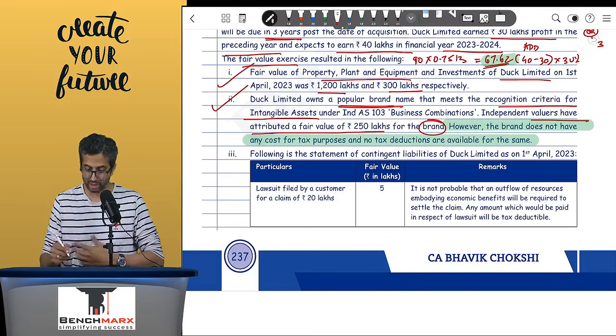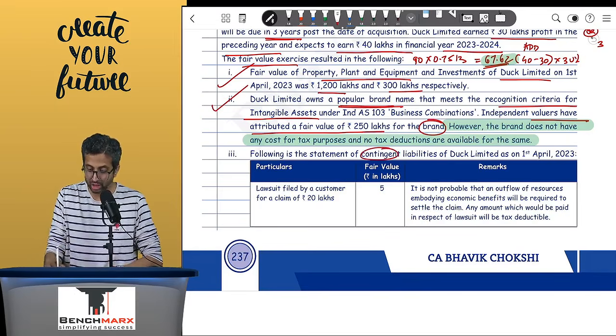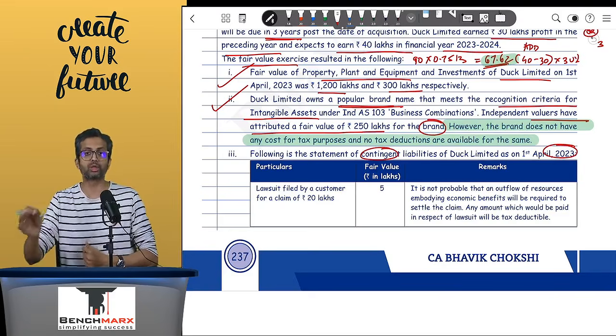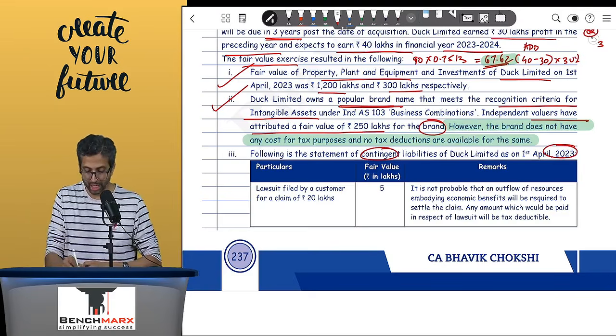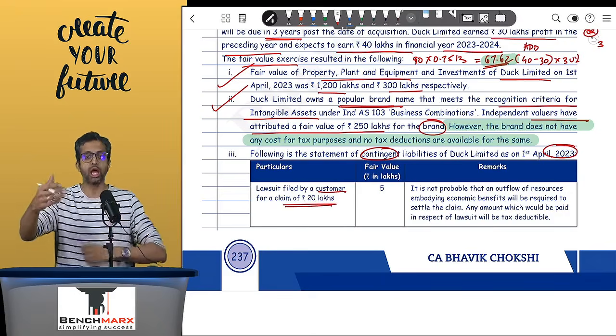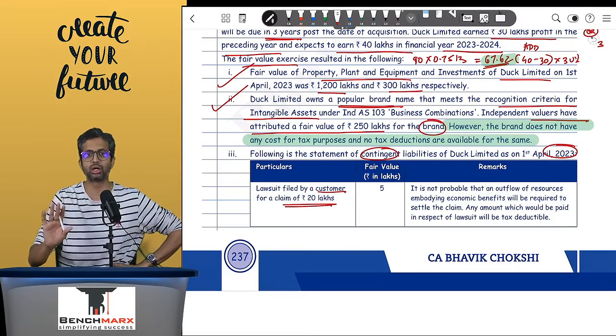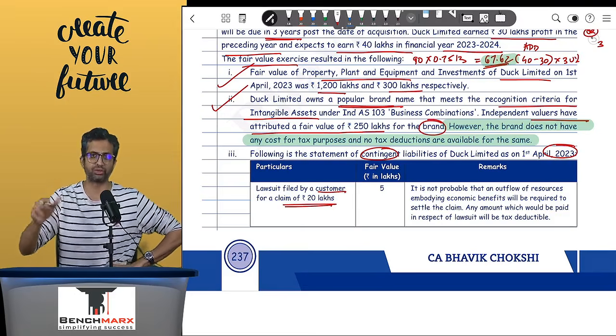Following is a statement of contingent liabilities of DUC as on 1st April 23. Should you take over the contingent liabilities? Well, yes. At what value? Fair value, irrespective of whether they are probable or not probable. Like a lawsuit filed by the customer for a claim of 20 lakhs. If it is filed by the customer and if a payment has to be made, it will be paid to the customer only, and hence it is more like a part of net assets, not a part of PC.